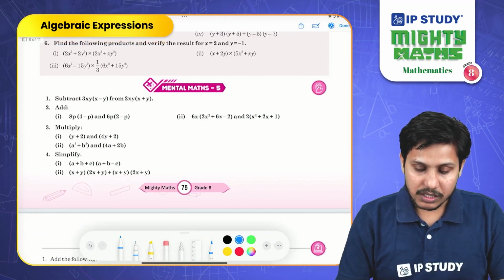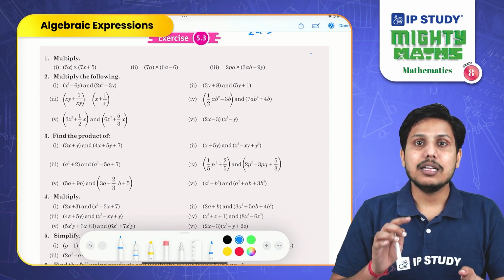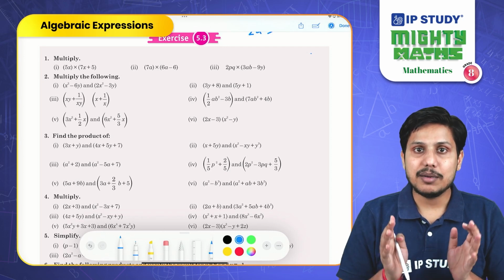So students, this is all from this chapter. I hope you have understood the concept of adding, subtracting, and multiplying algebraic expressions.